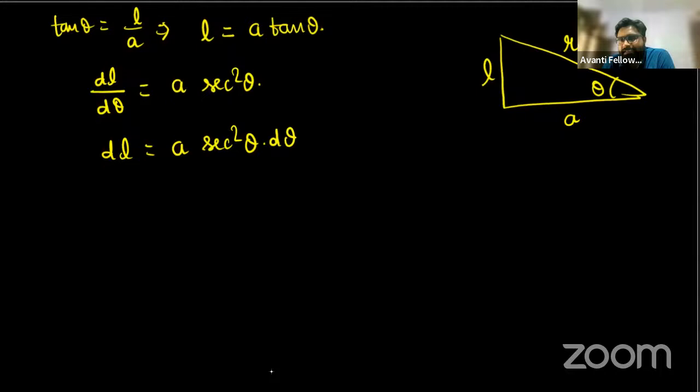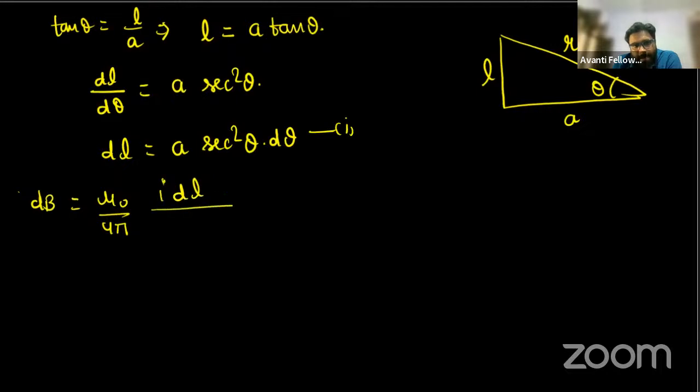So dl here is a sec square theta. Now, what you can do, you can replace the value of dl in terms of theta. Got it? Here's the expression. Firstly, I will write it here. The dB here is mu naught over 4 pi, I dl sine alpha over r square. This is equation 1, you can say. Okay, got it?